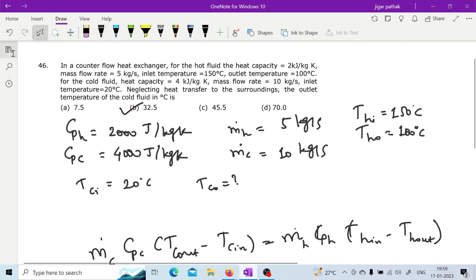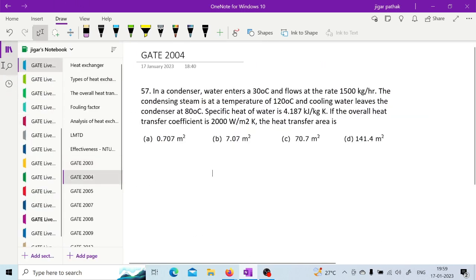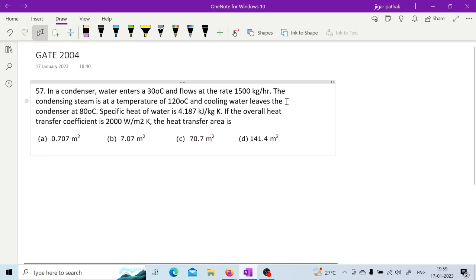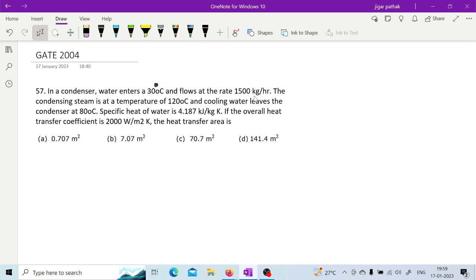Okay, now if you go to the next one, then in a condenser water enters at 30 degrees centigrade and flows at the rate 1500 kg per hour. The condensing steam is at a temperature of 120 degrees centigrade and cooling water leaves the condenser at 80 degrees centigrade. Then specific heat of water is 4.187 kilojoule per kgK. If the overall heat transfer coefficient is this watt per meter square Kelvin, then the heat transfer area is, can you try this one?